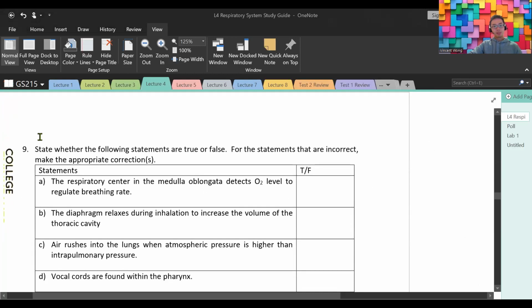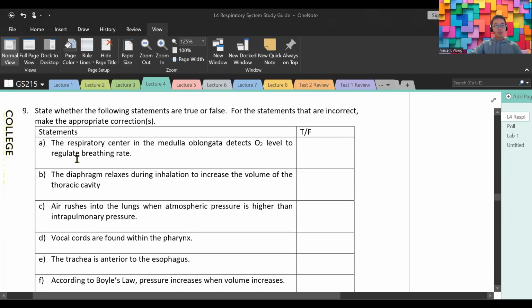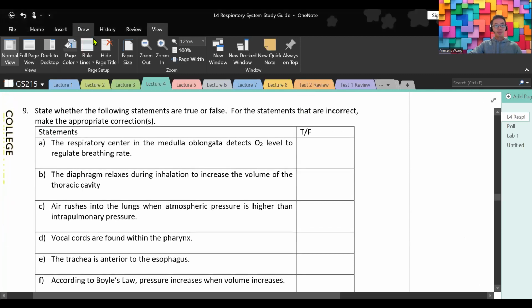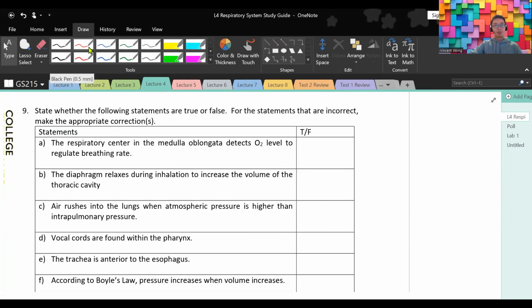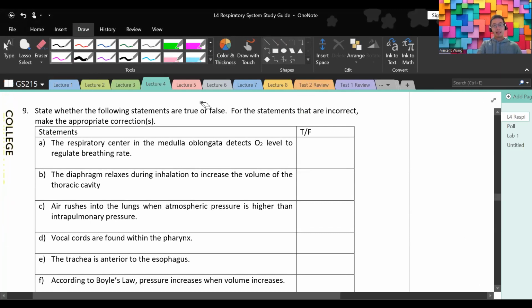All right, moving on. True or false? First one, the respiratory center in the medulla oblongata. The medulla oblongata is part of your brainstem, right? You can learn that in lecture 6, I think. It detects O2 level to regulate breathing rate. Is that true or false? That's right. This is false. It does not detect O2. It detects carbon dioxide, right?